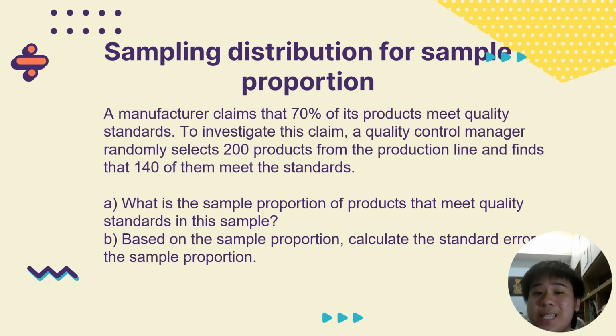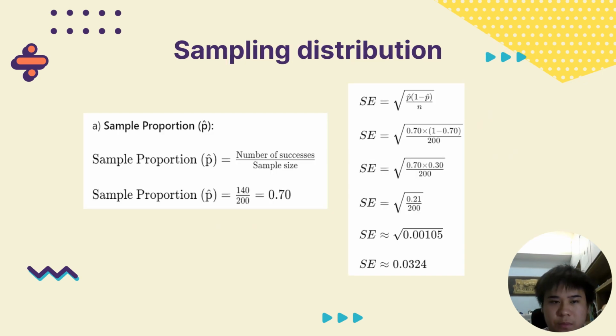A manufacturer claims that 70% of its products meet quality standards. To investigate this claim, a quality control manager randomly selects 200 products from the production line and finds that 140 of them meet the standard. A. What is the sample proportion of the products that meet quality standards in this sample? B. Based on the sample proportion, calculate the standard error in the sample proportion. So let's look at how you solve it here.